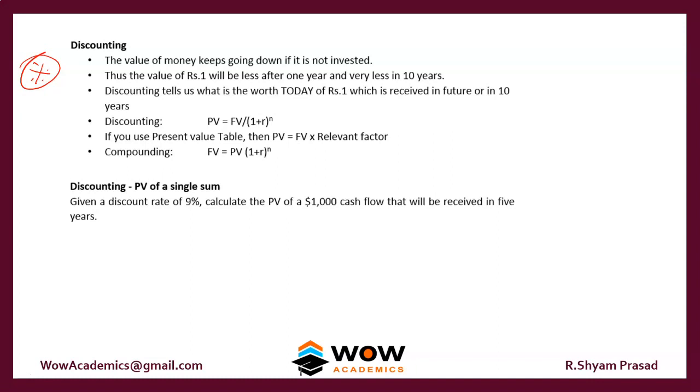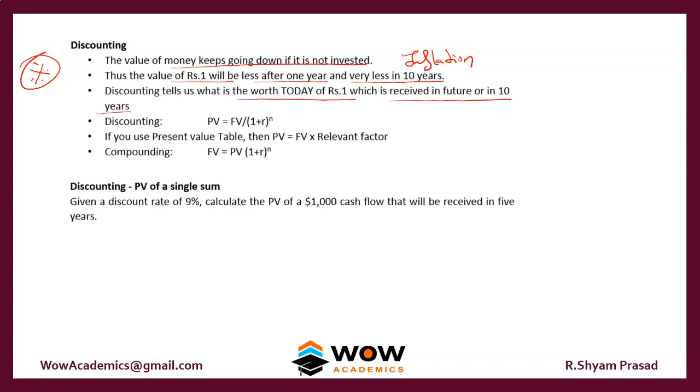The value of money keeps going down if it is not invested. So why is it so? It's because of inflation, we can say. Because of inflation, the money keeps on going down. Thus the value of rupee 1 will be less after 1 year and very less in 10 years' time. So every year the value of money keeps on going down. Discounting tells us what is the worth of 1 rupee which is received in the future, or in 10 years' time.